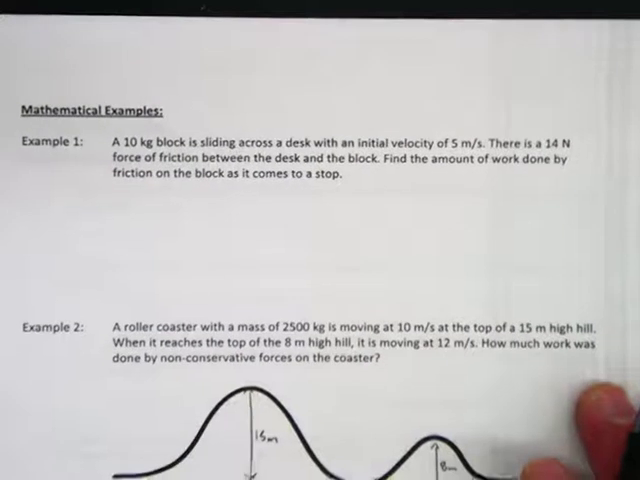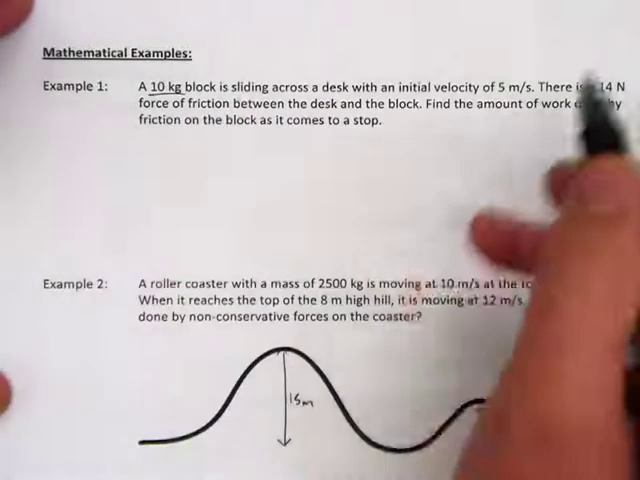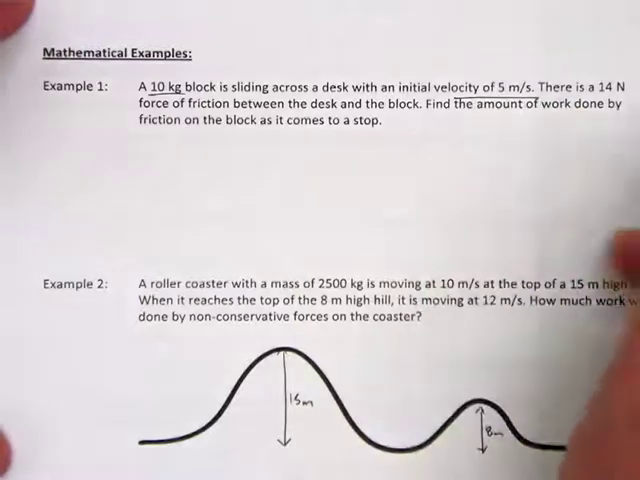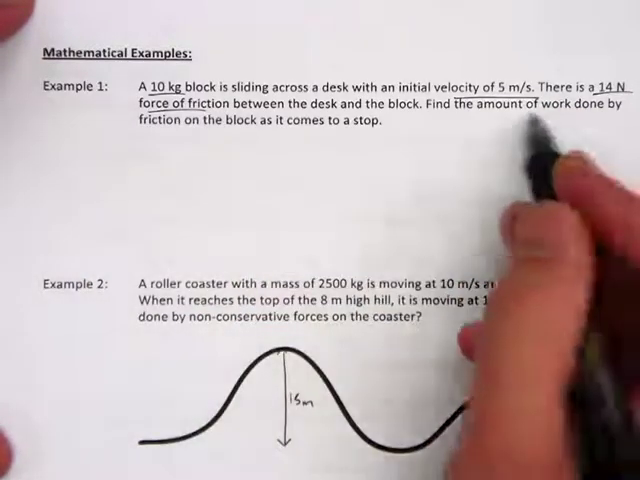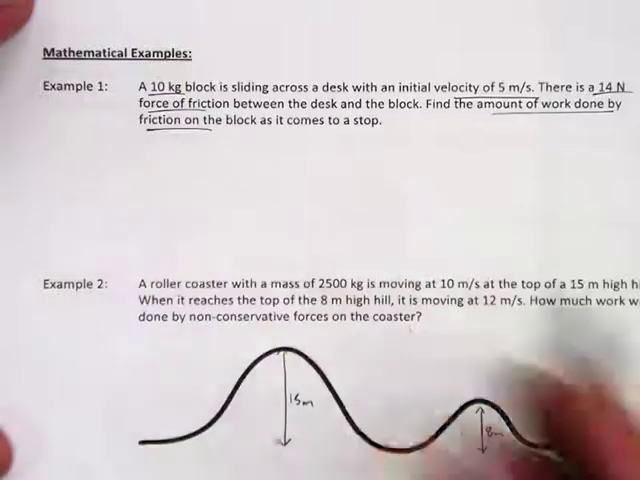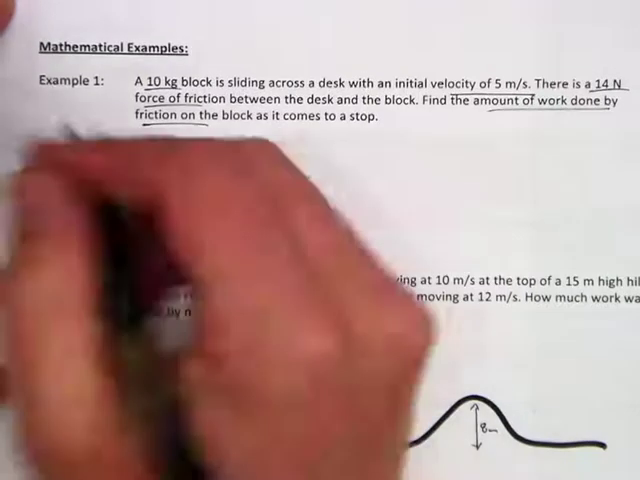In the first example, let's take a 10-kilogram block sliding across a desk with a velocity of 5 meters per second. There's a 14 Newton force of friction between the desk and the block. We want to find the amount of work done by that friction. Now, if I know the force, I could first figure out the displacement and then find the work by multiplying displacement times the force of friction. But let's do this using DEWNC.